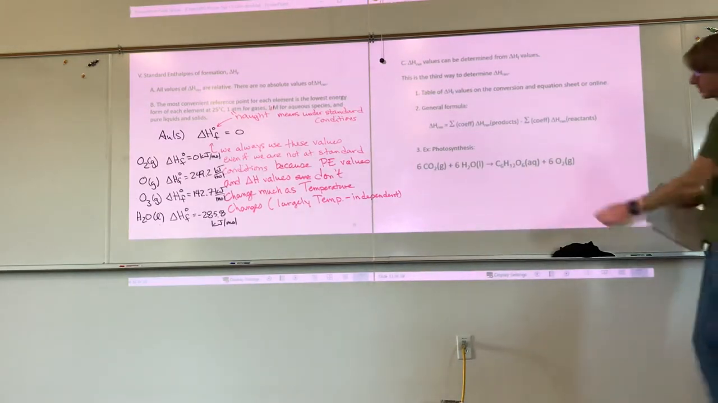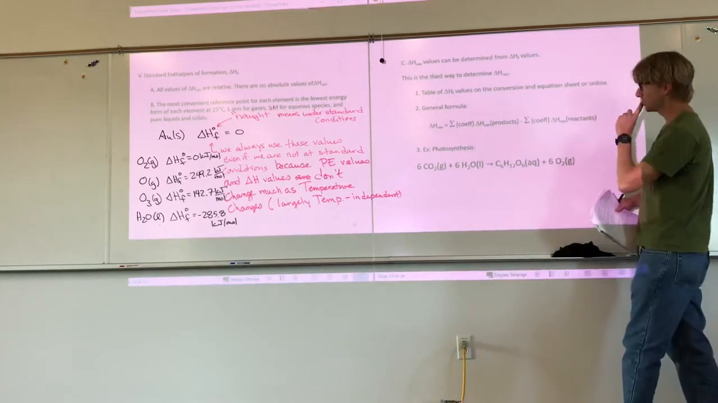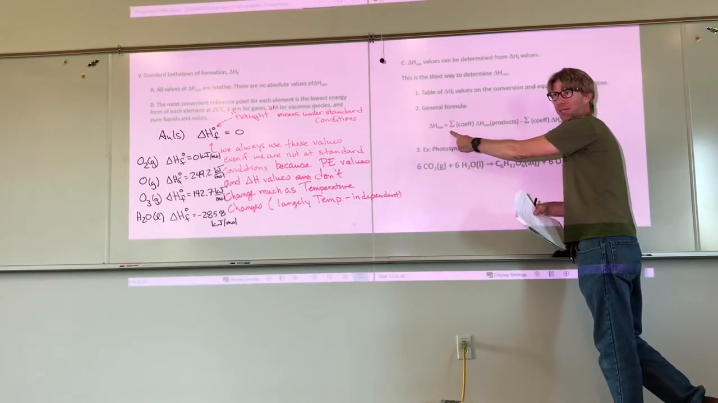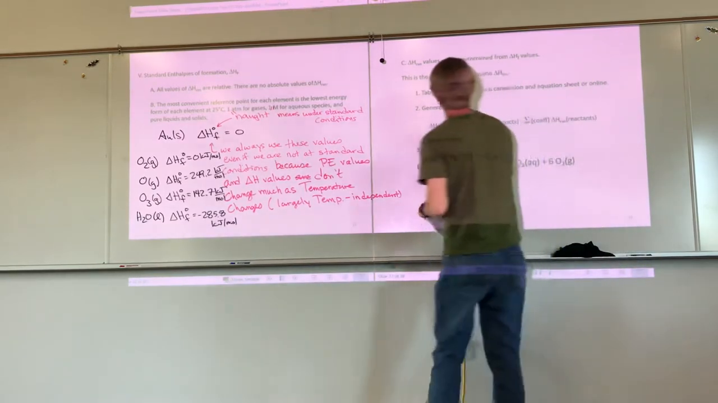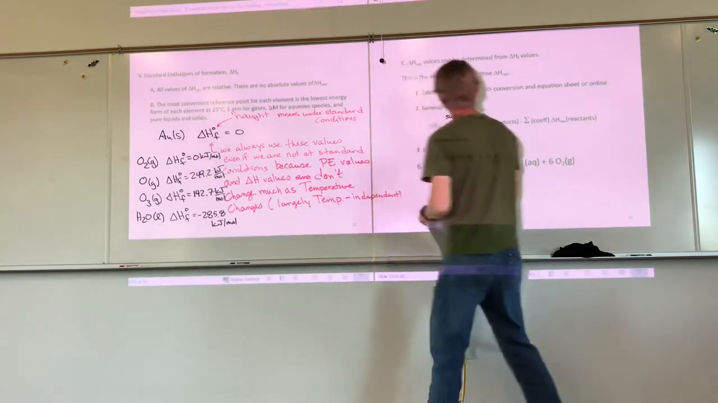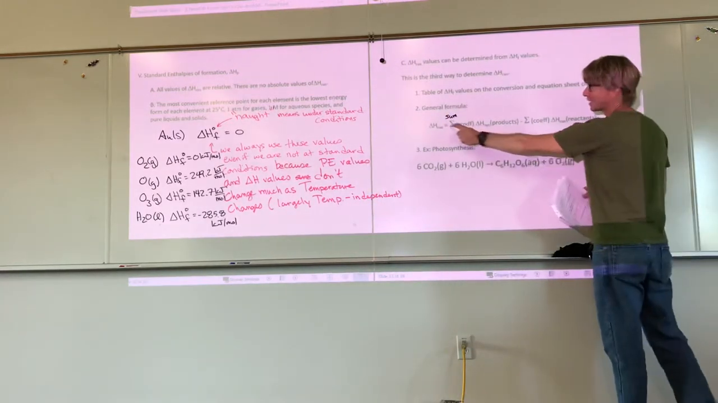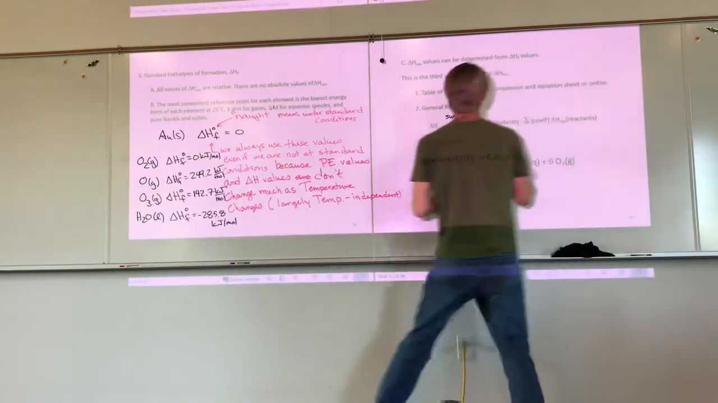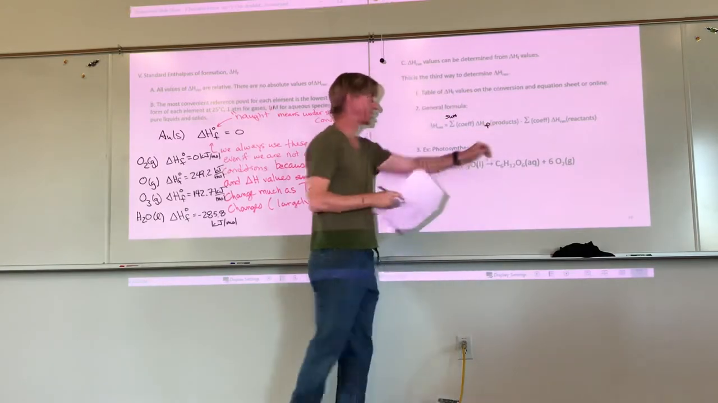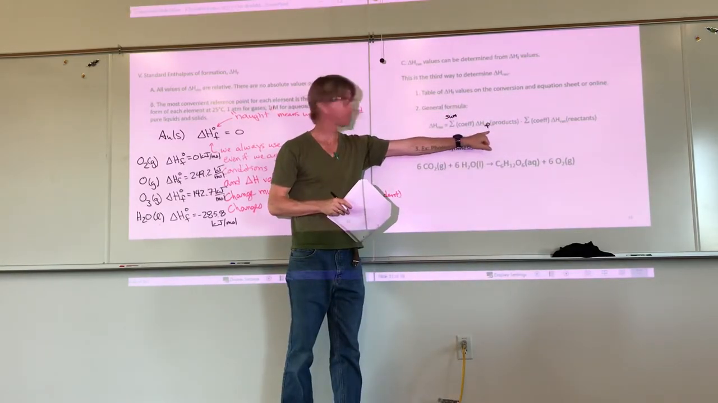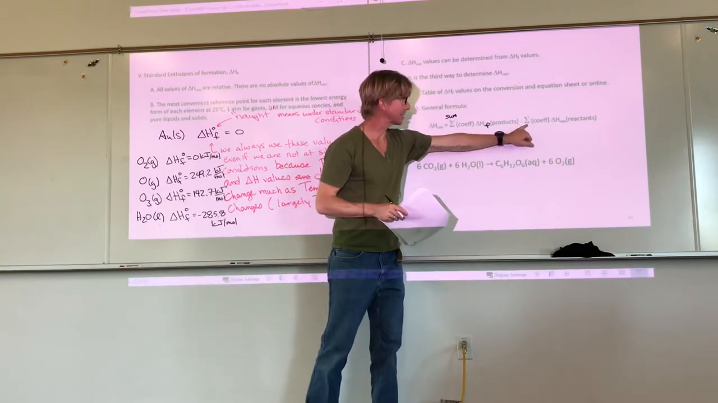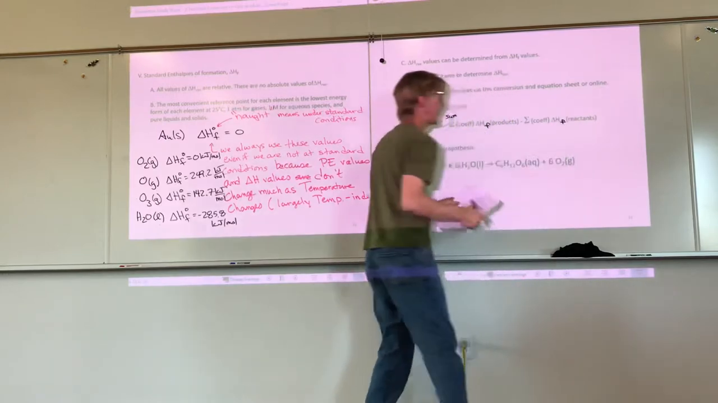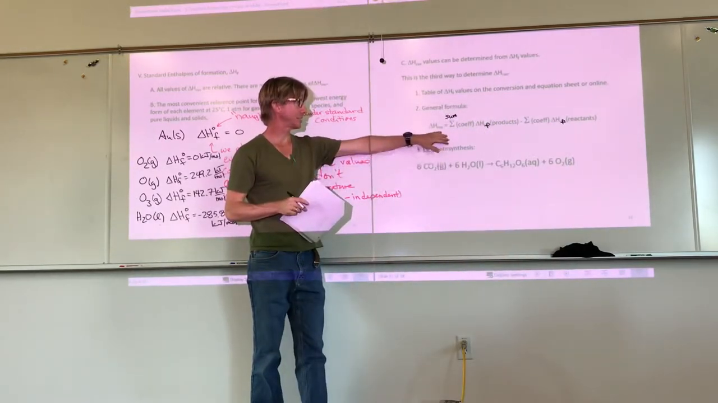The general formula is going to be the delta H reaction equals, are you familiar with this? This is the uppercase Greek letter sigma. It means sum. And it says the sum of the coefficients times delta H, please change that to F for formation, of your products, minus the sum of the coefficients times delta H F of your reactants. I apologize for that.